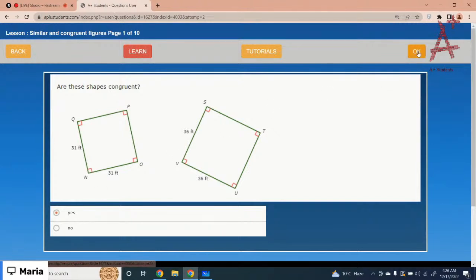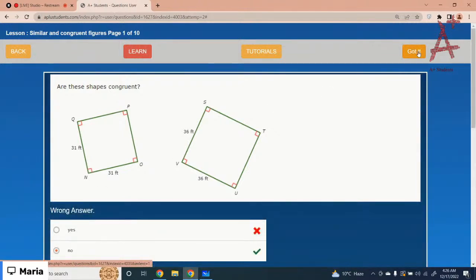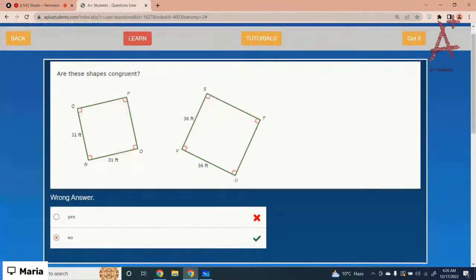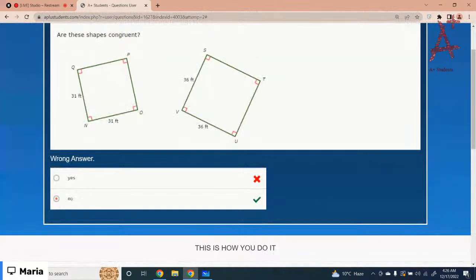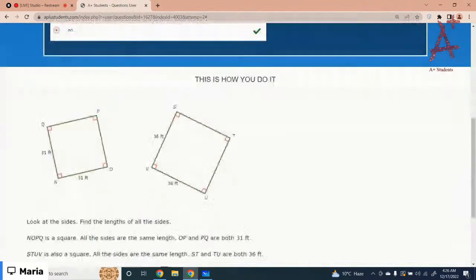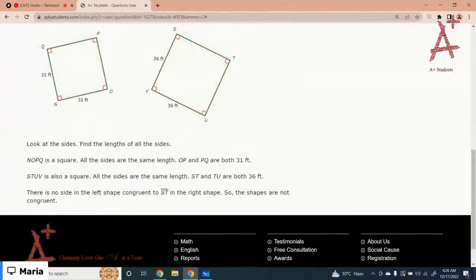Just select the correct option, then click on the no. Congruent shapes must have the same angles and the same side lengths. Got it? But they have different side lengths. One of them has 31 and the other is 36. Look at the sides. Find the lengths of all sides.